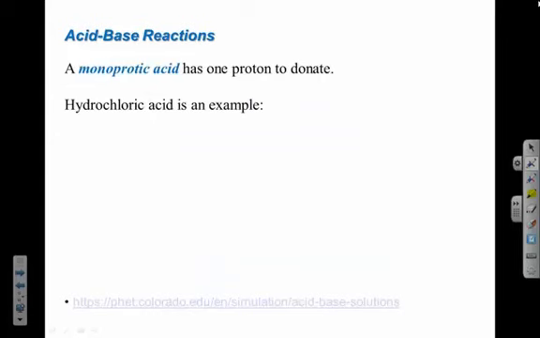We talked about monoprotic acids, HCl. HCl only has one hydrogen that can donate. What about acetic acid? Is acetic acid monoprotic? Does acetic acid only have one hydrogen it can donate? Yeah, this is only one hydrogen. Acetic acid is monoprotic. There are other hydrogens here, but these hydrogens are not acidic. Why?